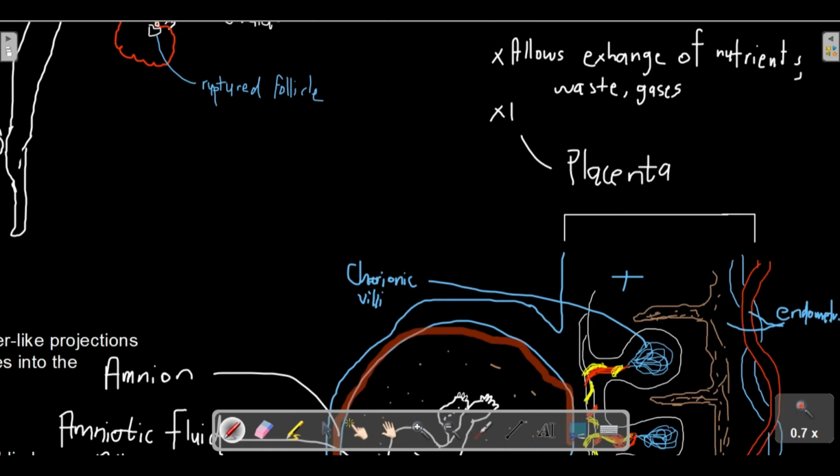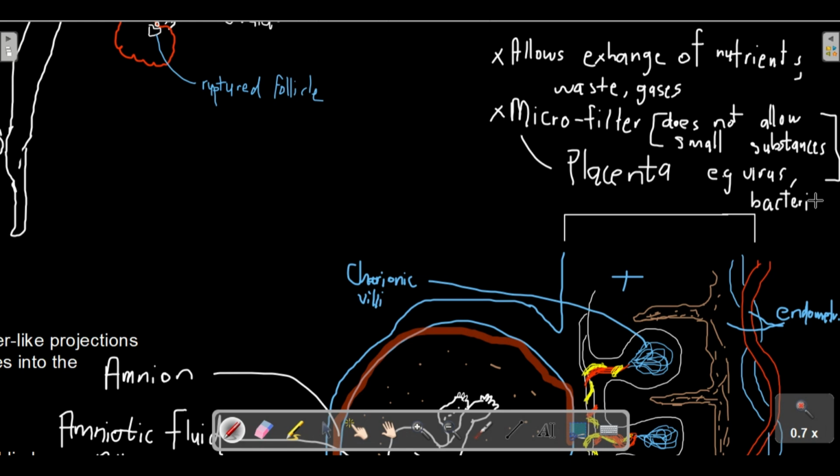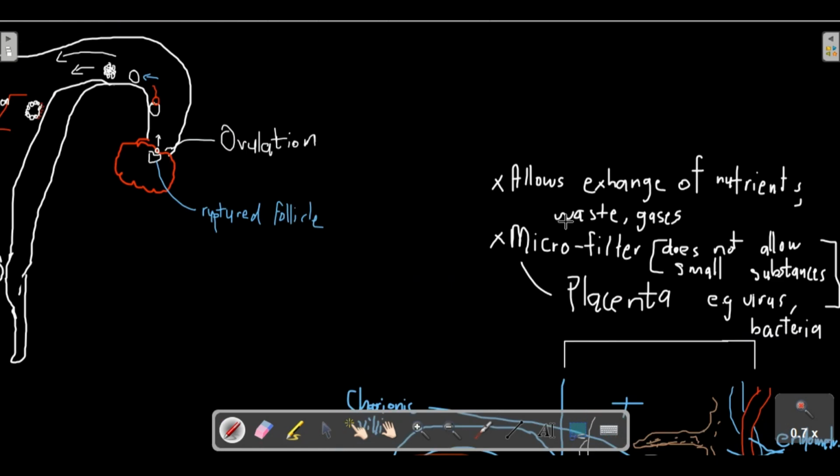The placenta does not allow every little substance to pass through. So we say that it is a microfilter. That is its second function. So by this, what do we mean? Well, it does not allow very small substances to go through, substances such as viruses, bacteria. Okay, so those are the functions of the placenta.